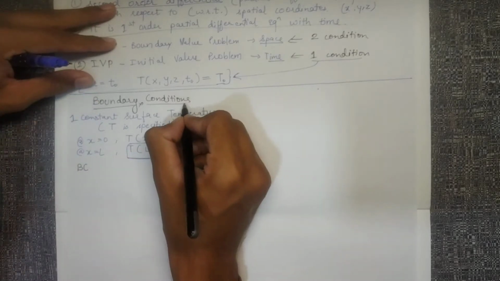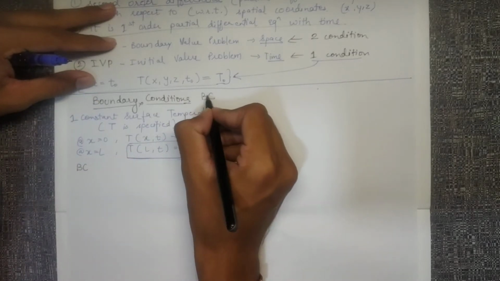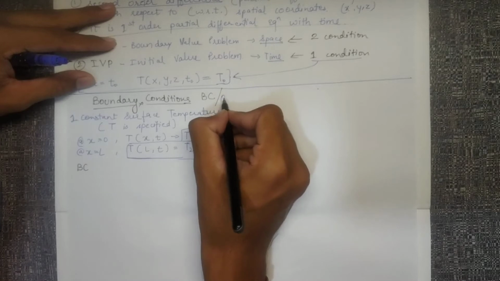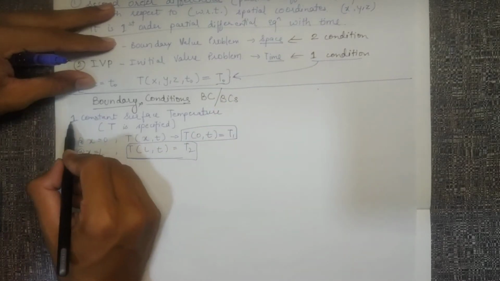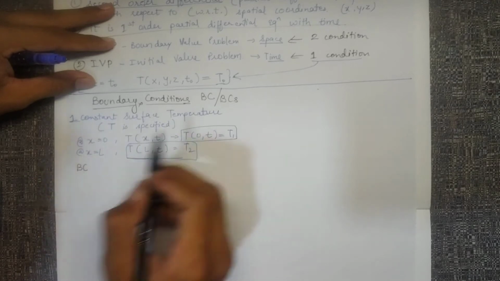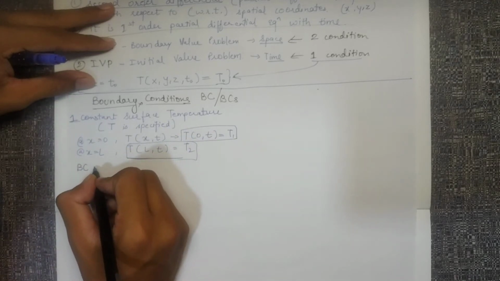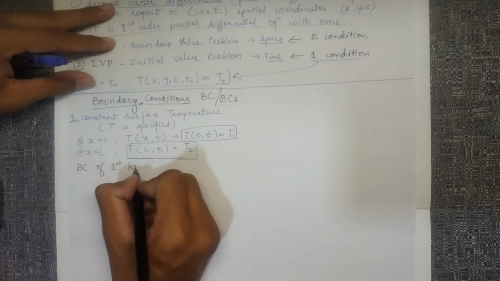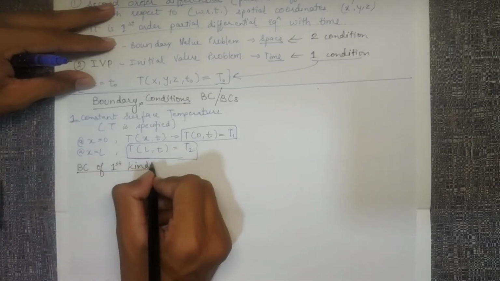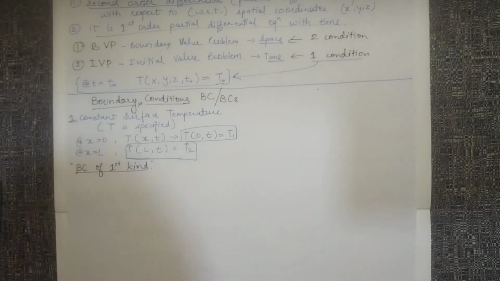I'll generally write boundary condition as BC and boundary conditions as BCs. So this specific condition, which is constant surface temperature, is called the boundary condition of the first kind. It is given the specific name of boundary condition of the first kind.